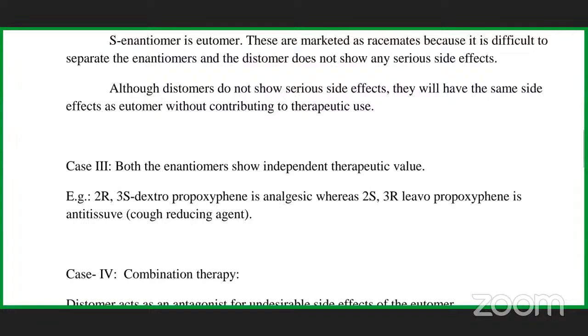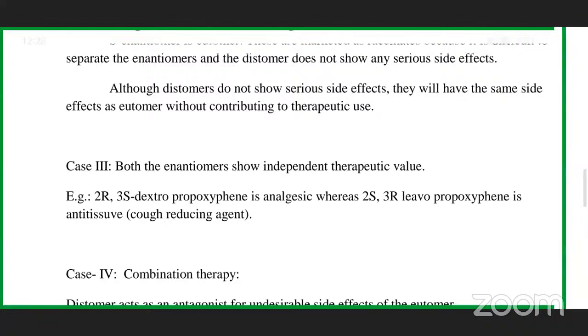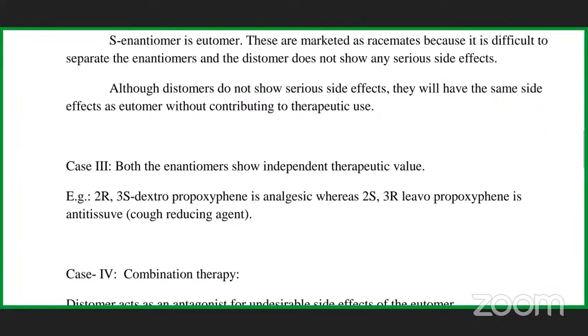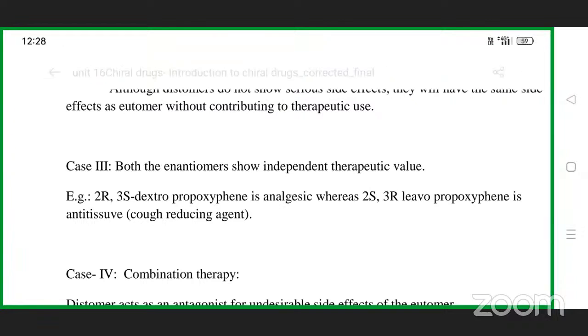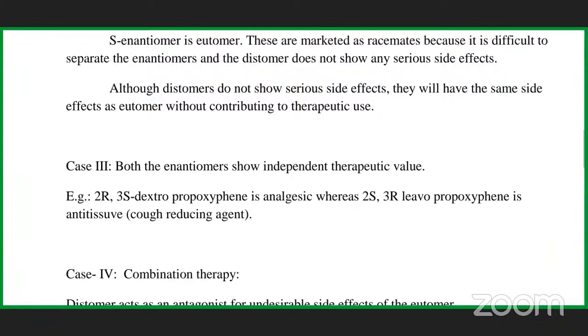The example given is 2R,3S dextropropoxyphene, which is an analgesic, whereas the opposite isomer, 2S,3R levopropoxyphene, is antitussive. So both the R and S isomers have individual, independent therapeutic, biological activities.